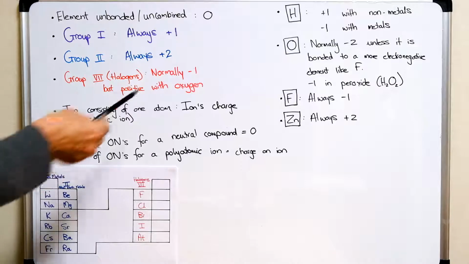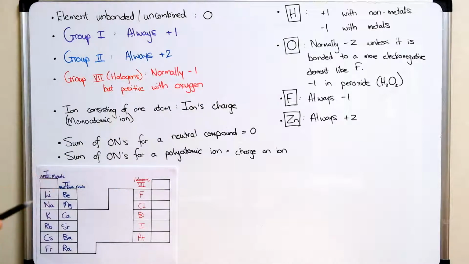I'm going to go to hydrogen now. Hydrogen always has an oxidation state of +1 when it is bonded to non-metals. Its oxidation state will be -1 when it is bonded to metals. So hydrogen with any of these will give hydrogen an oxidation state of -1.